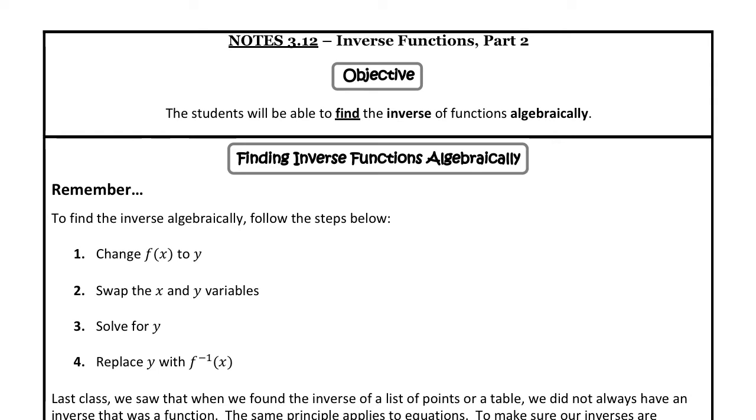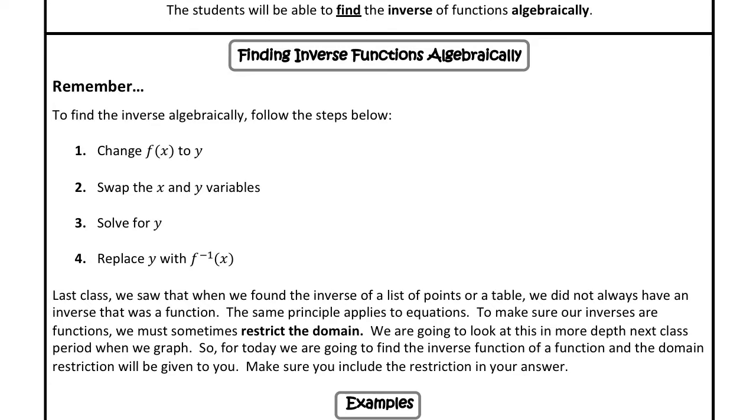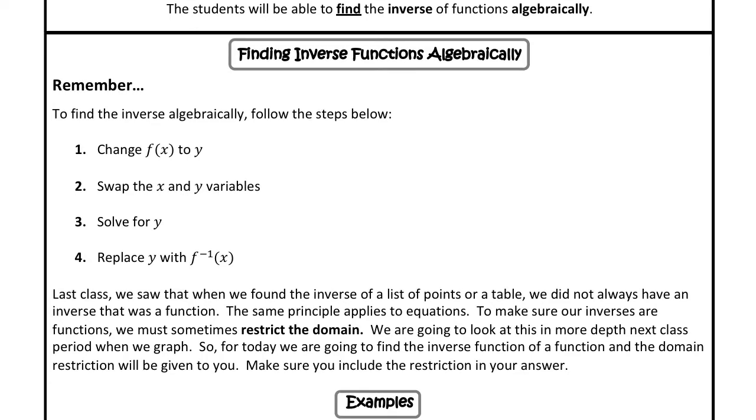And if you remember, these are the ones that we graphed. We graphed cubic, we graphed cube root, we graphed square root and quadratic. And so let's read here. These are the steps actually from the last notes. But there's a little side note before we look at the examples. It says, last class we saw that when we found the inverse of a list of points or a table, we did not always have an inverse that was a function.